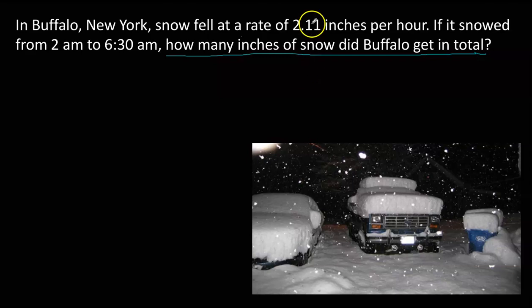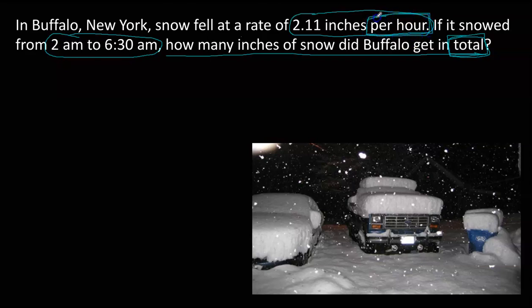Next, I'm going to circle the numbers and the units. So I see 2 11/100 inches per hour, and then I see 2 a.m. to 6:30 a.m. Now I'm going to start boxing in important words. So we're being asked, how much snow did Buffalo get in total? And we're also being told that this is inches per hour. So I'm going to box that in.